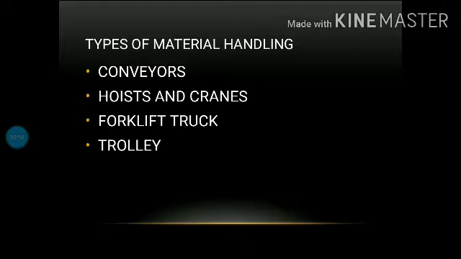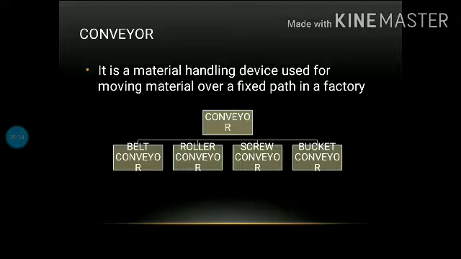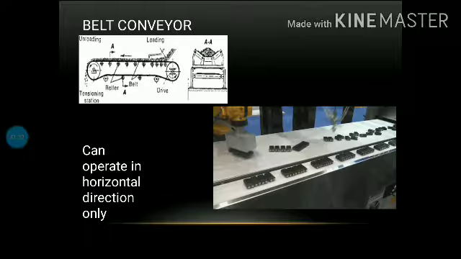Types of material handling. Now we are going to see many videos, and then you can understand how the material handling types are. First one is conveyors, second one hoists and cranes, then forklift truck and trolley. Conveyors: it is a material handling device used for moving material over a fixed path in a factory. There are belt conveyor, roller conveyor, screw conveyor and bucket conveyor.